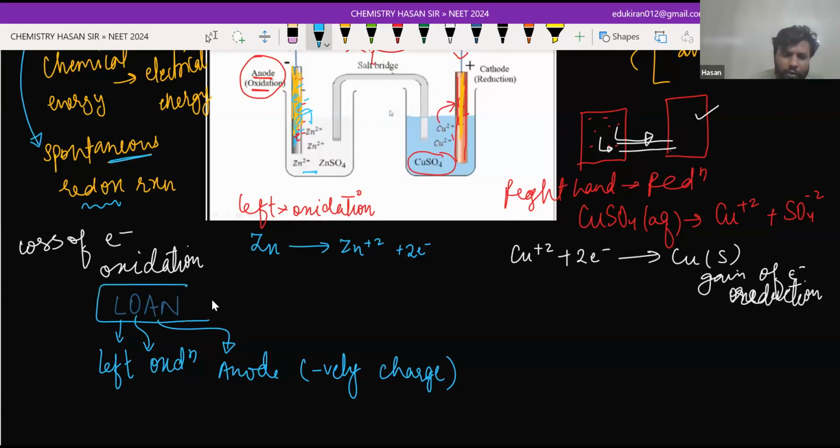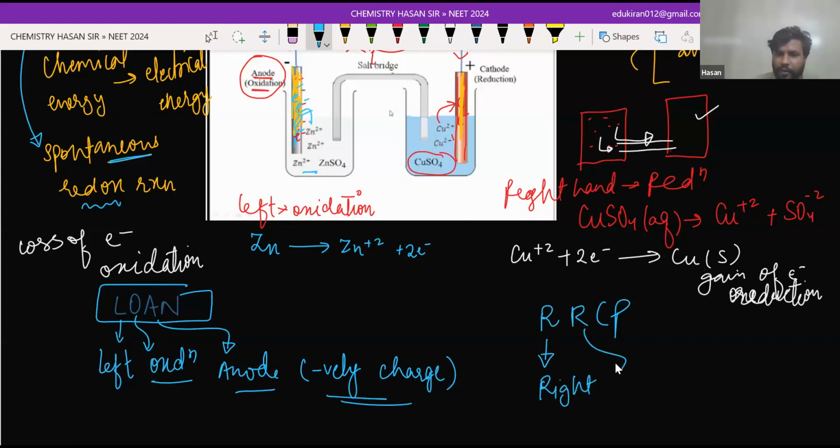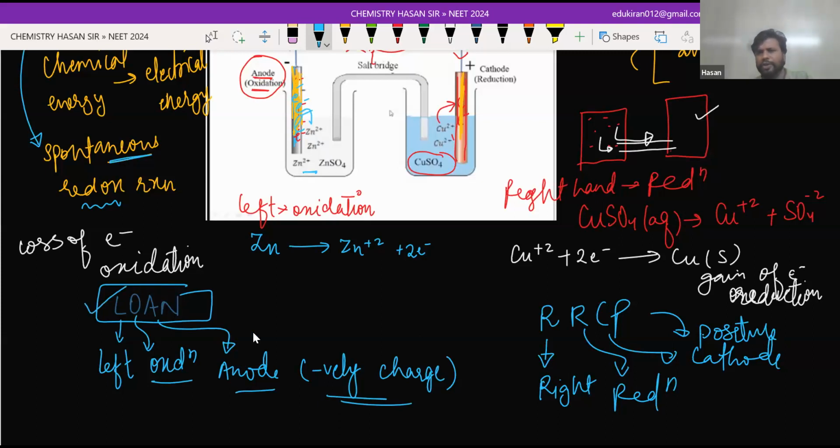So that's why from LORE you can remember this: left, oxidation, anode, negatively charged. In the same way you can go for this RRCP. That means R for right, and then again R for reduction, C for cathode, and P for positive charge. Just opposite to that. You can remember only LORE. L is left, so opposite of left is right. O is oxidation, opposite of this is reduction. A is anode, opposite of anode is cathode, and E is negative, opposite of negative is positive. Is that clear? Yes, sir.